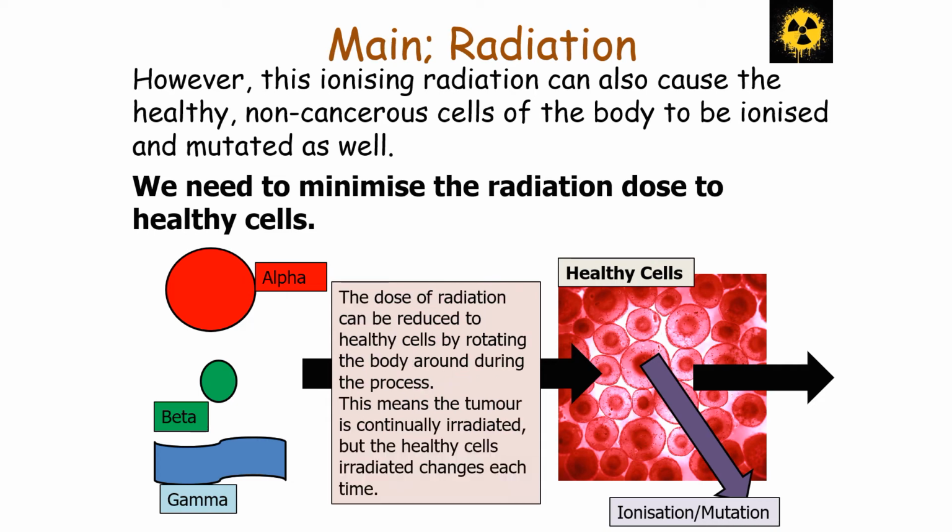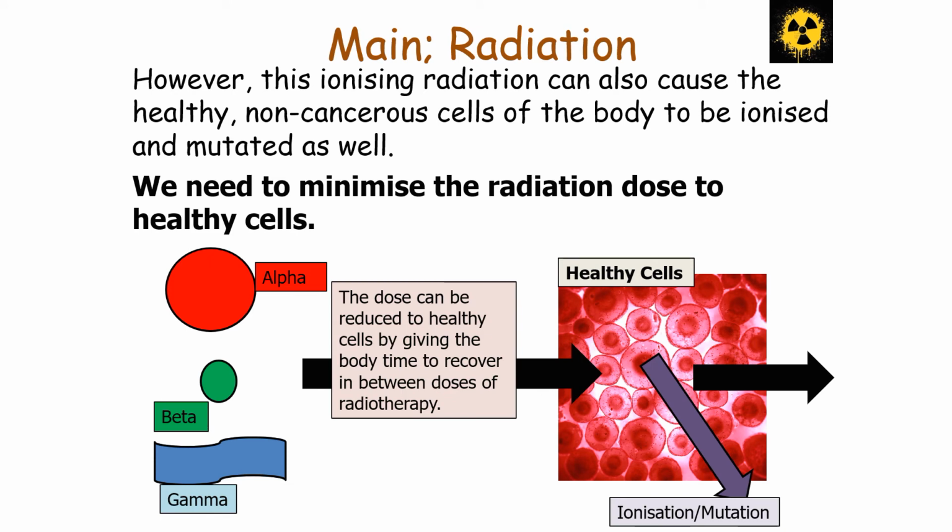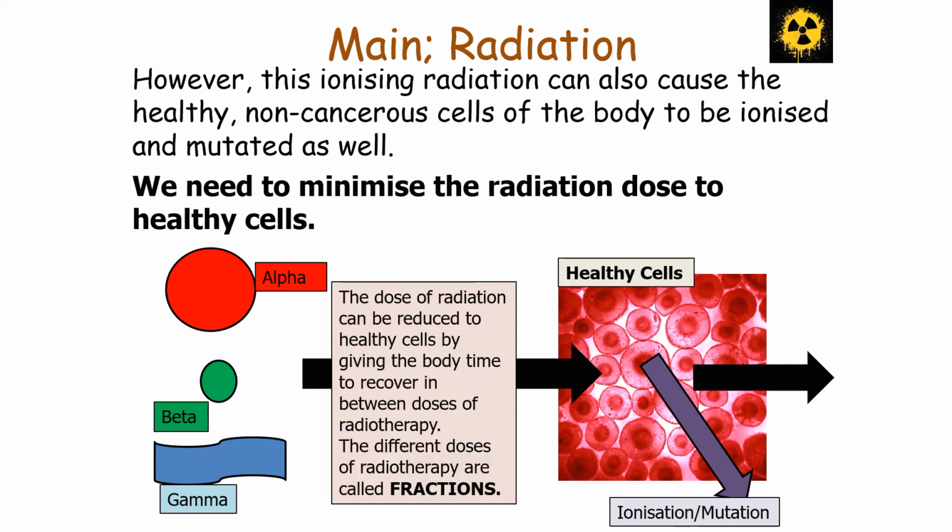So the dose of radiation can be reduced to healthy cells by rotating the body around during this process. This means that the tumor is continually irradiated, but the healthy cells irradiated change each time. The dose can also be reduced to healthy cells by giving the body time to recover in between doses of radiotherapy, and the different doses of radiotherapy are called fractions.